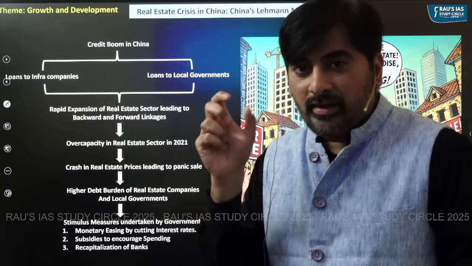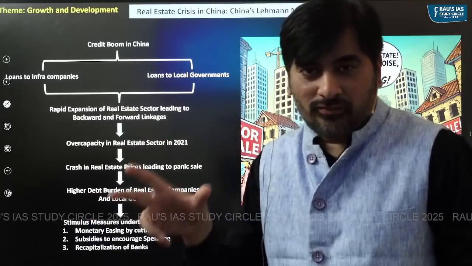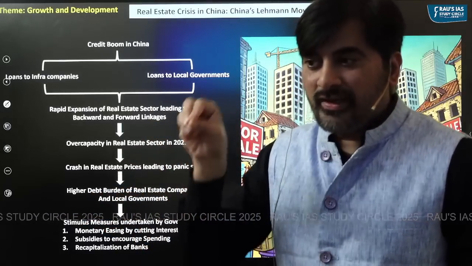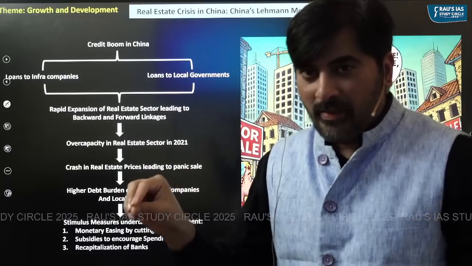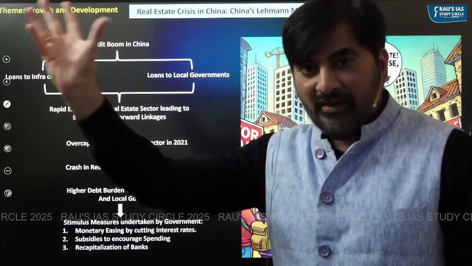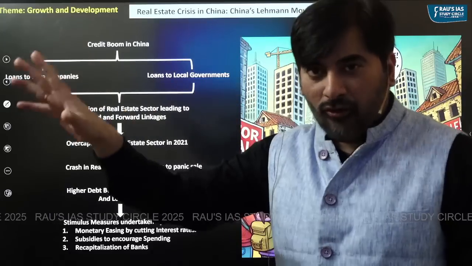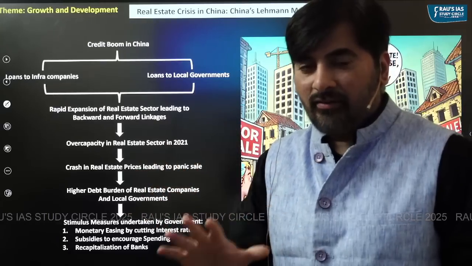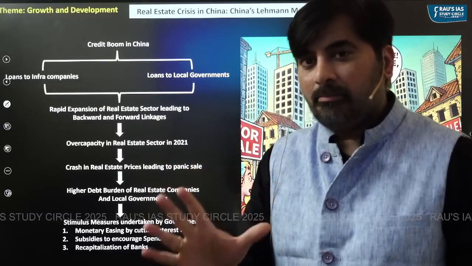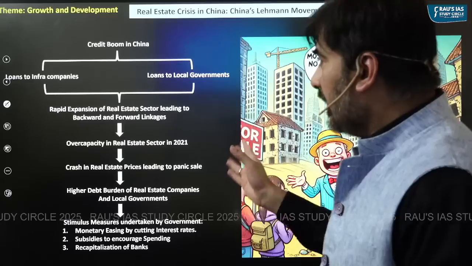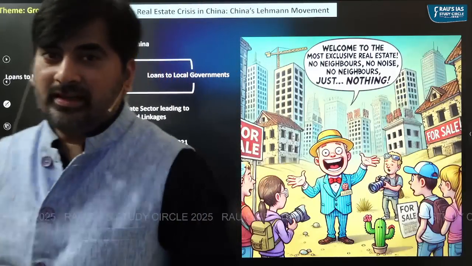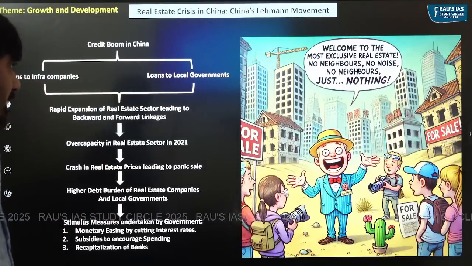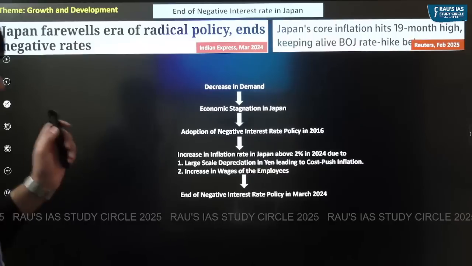The Chinese government is undertaking recapitalization of banks, that is, infusing more capital into banks so that even if infrastructure companies default on repayment of loans, it should not have an adverse effect on the banking system. So this is the real estate crisis which is happening in China.